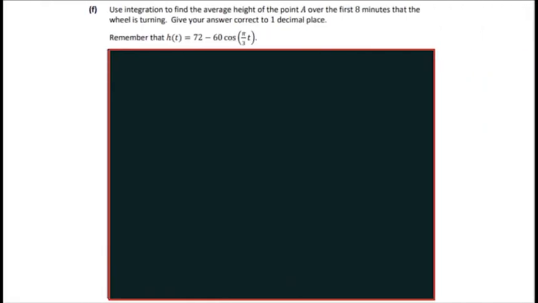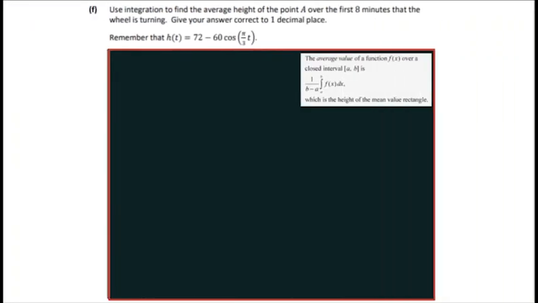So finally we need to do integration, and we need to get the average height. So this average height indicates that we need to use the average value theorem. So let's see what the average value theorem is. So here it is. We can get the width of the interval, that's 1 over b minus a, and the upper limit is b, which would be the 8 in this case, and the lower limit would be 0 as we're doing the first 8 minutes. Okay, so let's get started.